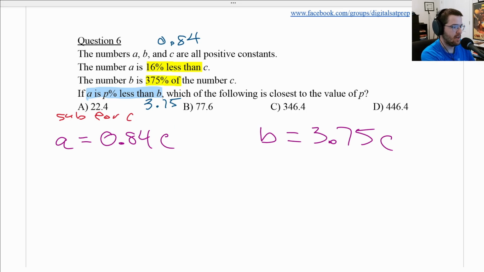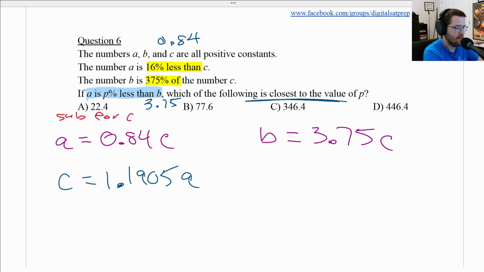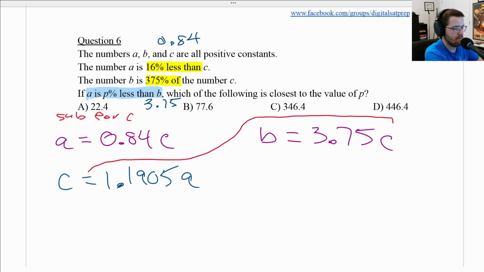I'm going to divide both sides by 0.84. 1 divided by 0.84 is a big messy decimal. I'm going to round it. So how about I write C equals 1.1905A. Notice it's multiple choice. This is probably going to be enough for us to get the right answer, right? Okay, so now that we've got C by itself, we'll take him and we'll put him into the other equation for C.